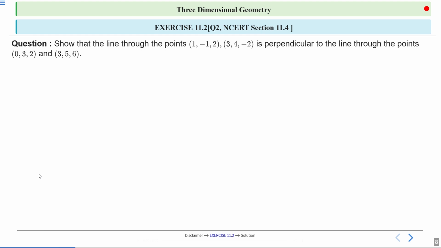Now, let's look at question number 2. In this question, we are given two lines in 3D space. The first line passes through the points 1, minus 1, 2 and 3, 4, minus 2. This line is perpendicular to the line through the points 0, 3, 2 and 3, 5, 6. So first of all, try it yourself and then see the solution.